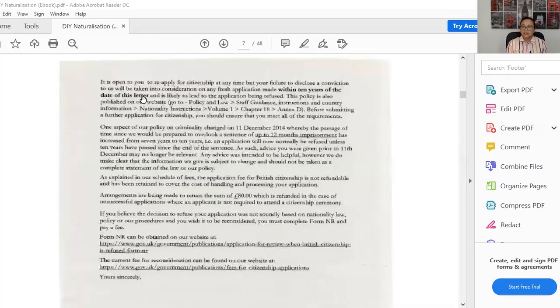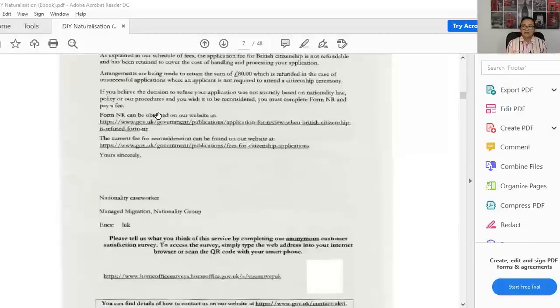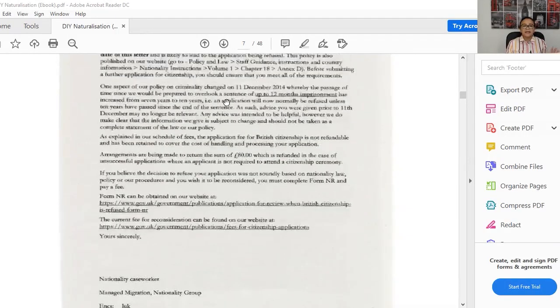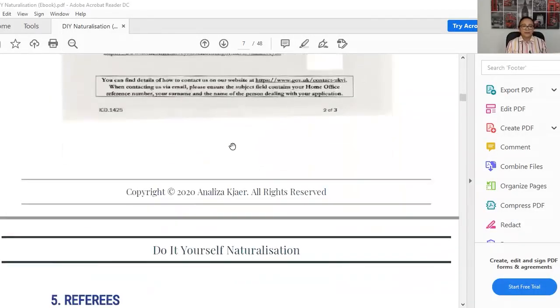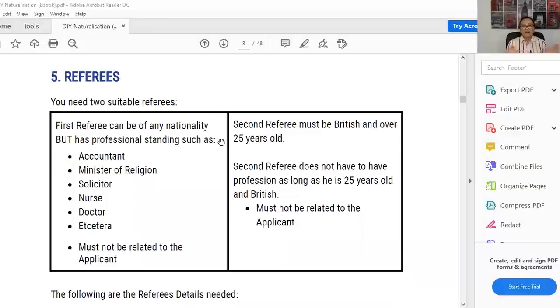I haven't come across an email address to inform the Home Office of a change of circumstances. Anyway, you see how severe that is. It's so unfortunate for him. Okay, so now we look at the referees.